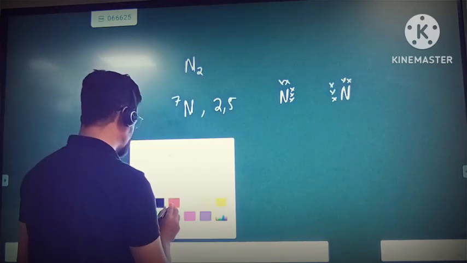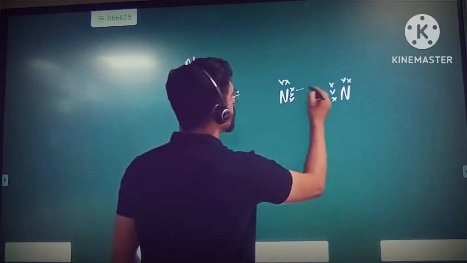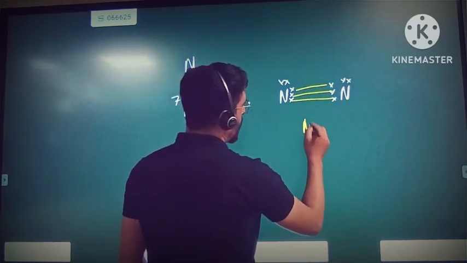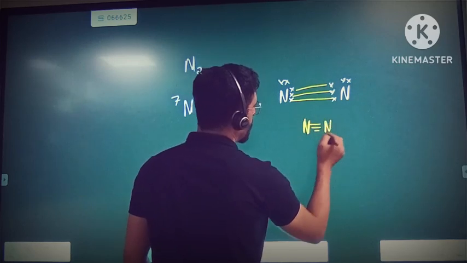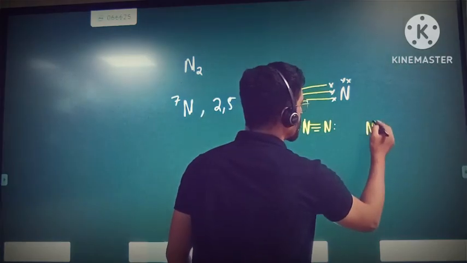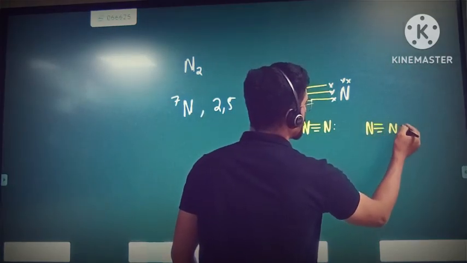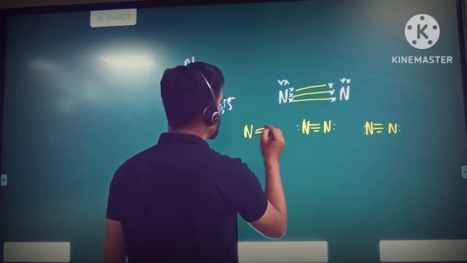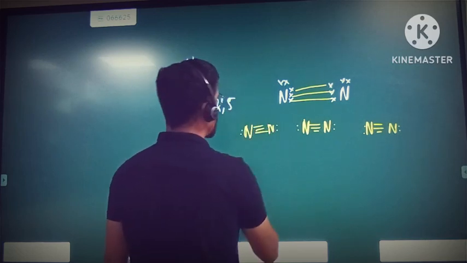Now, to complete their octet, they will be making a nitrogen-nitrogen triple bond. So here is the molecule N triple bond N, with a lone pair of electrons. Another molecule here, nitrogen-nitrogen, lone pair of electrons. Another molecule here, nitrogen, triple bond nitrogen, negative-negative.